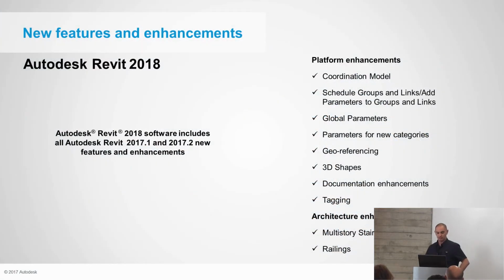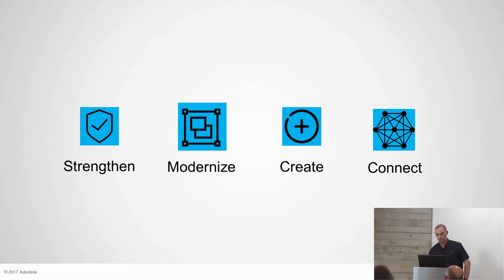So 2018 includes all the features from 2017.1 and 2017.2, and there are lots of platform enhancements. At the architectural level, maybe the most interesting one is the stairs and railings. Autodesk has been taking a slightly different approach on the tools: they want to strengthen the tools, modernize some of them, create new tools and develop tools that enable us to work more collaboratively with different file types and other consultants who are not using Revit.